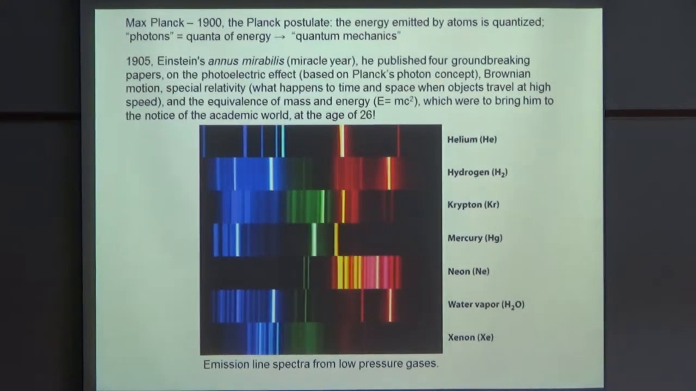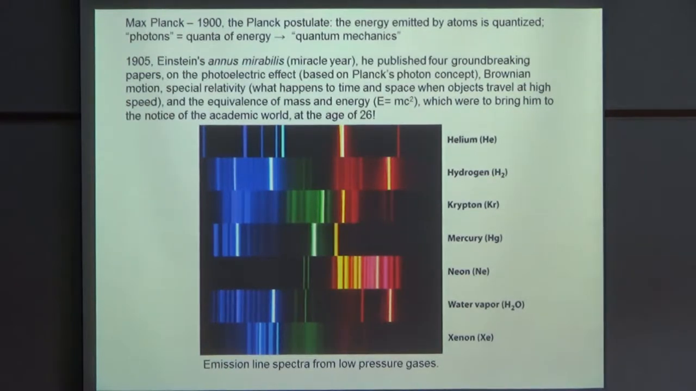And helium's there at the top, hydrogen below it. Helium constitutes about 24% of the stuff in the universe, hydrogen about 75% or more. And it turns out that every element has its own unique spectra. And this was a clue to the structure of matter. Max Planck took this idea and came up with the idea that light was emitted in quantized amounts, or he gave it the word photons, and that's the quantum energy, and that's where we get the term quantum mechanics. And then Einstein came along shortly after that.